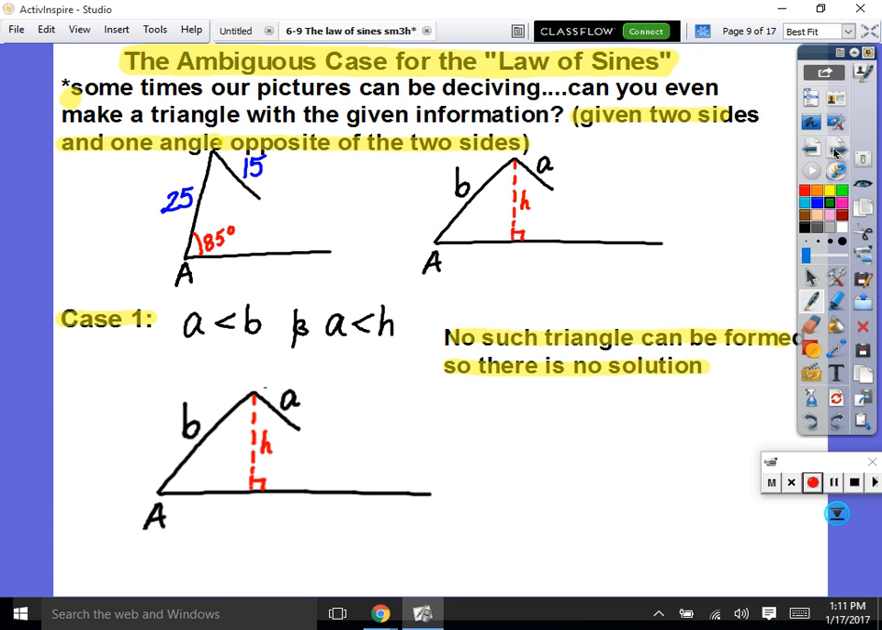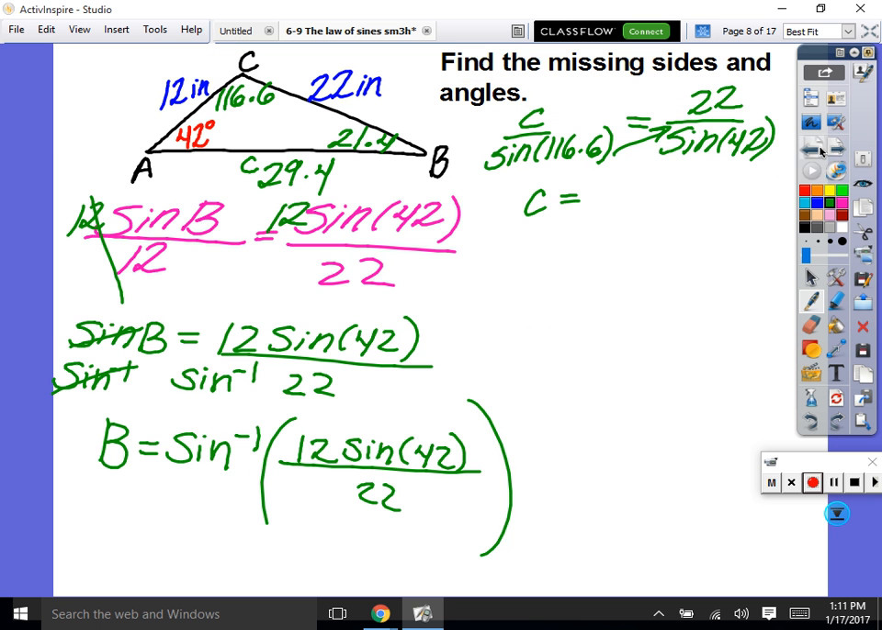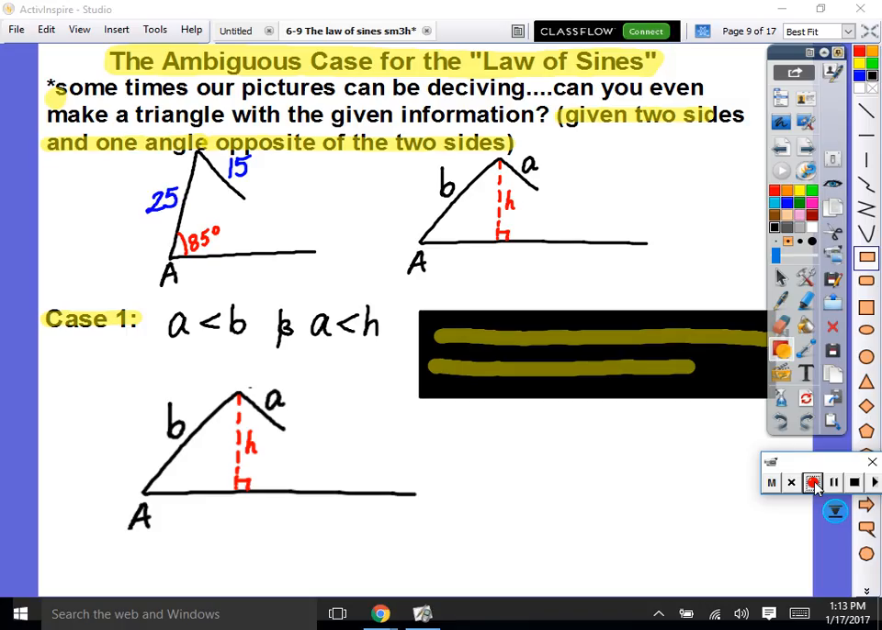Okay, now we're to our exploring. What I want you to do while I cover this up is we're going to talk about the times when we've been using the law of sines when this happens. So everybody listening. We're going to get to the ambiguous case for the law of sines. So sometimes our pictures can be deceiving. The question is, can you even make a triangle? If so, how many triangles can we make? Given the information, can you even make a triangle with that information? Can you make multiple triangles or one triangle?